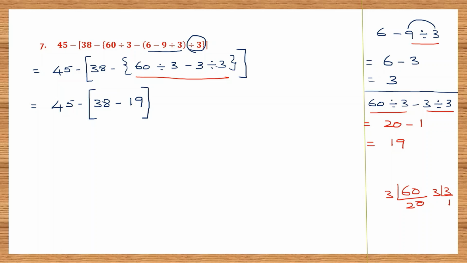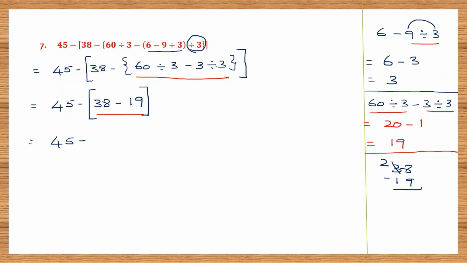So we have to work out what is within the square bracket. That is 38 minus 19. So we'll continue by writing 45 minus, now let's do 38 minus 19. 38 minus 19. Now here we need to borrow. So 18 minus 9 is 9. 2 minus 1 is 1. We get 19. 45 minus 19.